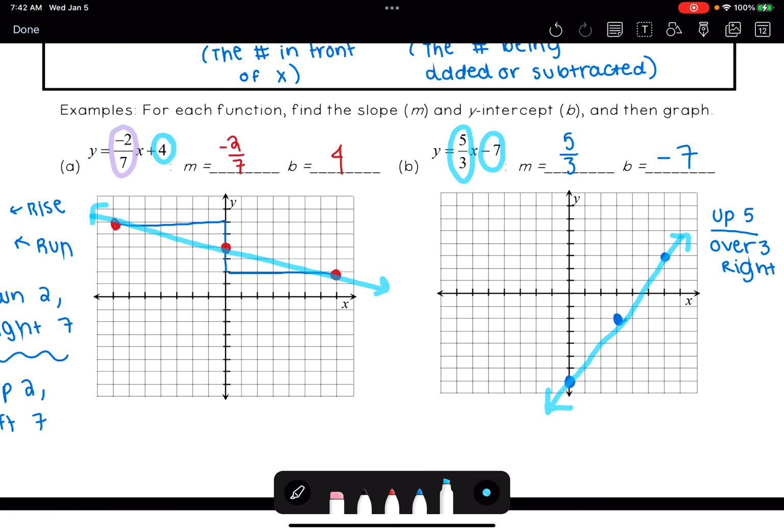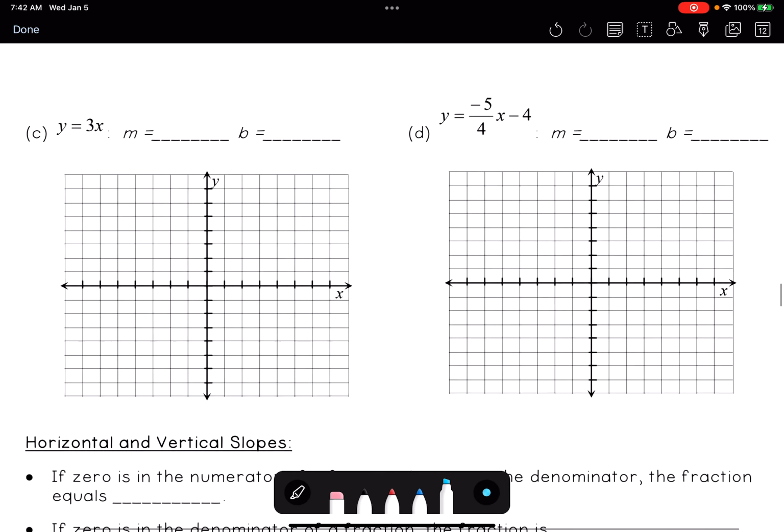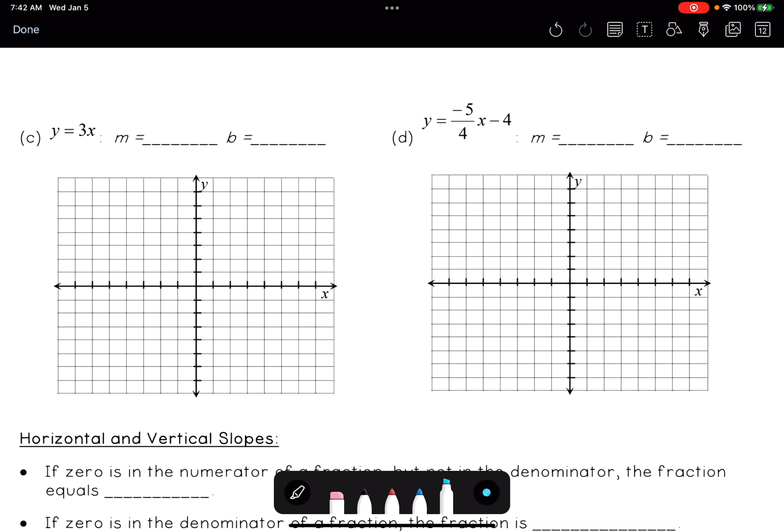Let's try it again on the back. Y equals 3x. So our slope is the number in front of the x, or the number with the x, which will be 3. There's nothing being added or subtracted. So this is really like 3x plus 0. So our y-intercept is 0.